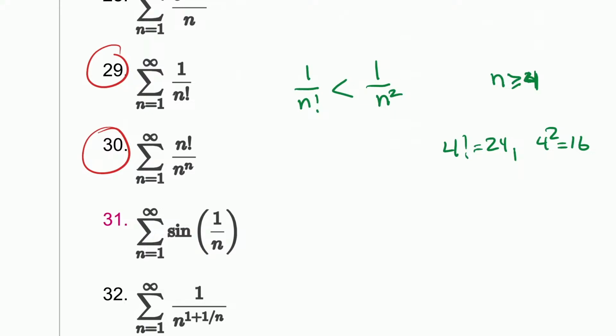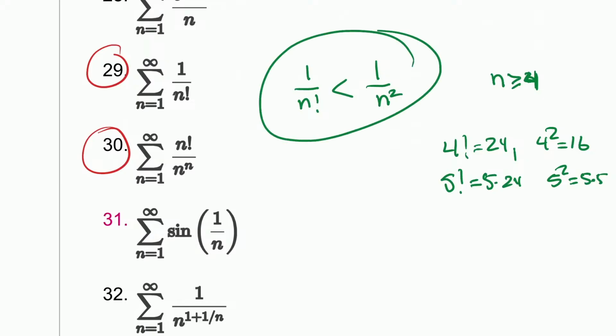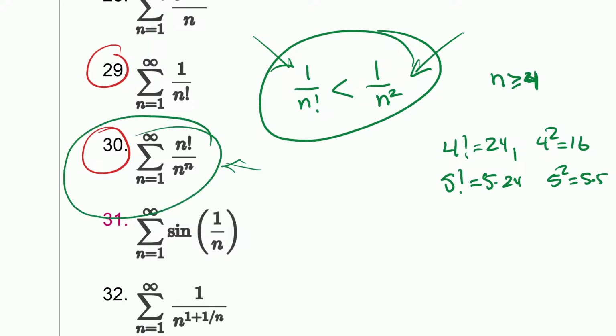So 5 factorial is 5 times 24. 5 squared is 5 times 5. The same thing will be true of 6 factorial. 6 factorial will be 6 times this big number, 120. So 6 times 120 is 720. 6 squared is just 36. So for sure, this will be the case. And that's our direct comparison. This thing converges, so this one converges. You can do something similar with this one to show that those converge. Excuse me. So that one converges.